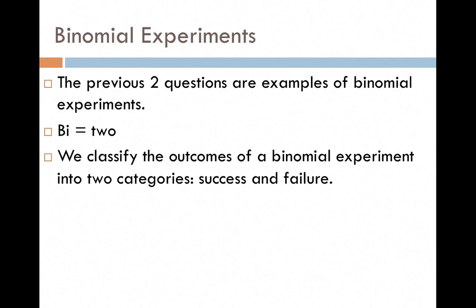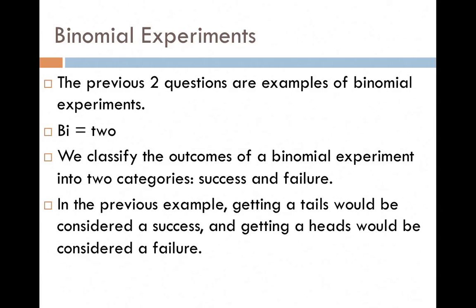Okay, so the outcome of an experiment, remember the four basic outcomes for flipping a fair coin twice were heads heads, heads tails, tails heads, and tails tails. We're going to be able to classify those outcomes as either a success or a failure. In the previous example, getting tails would be considered a success, getting heads would be considered failure.